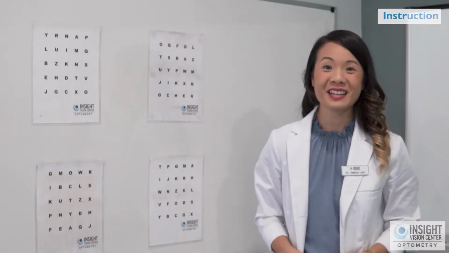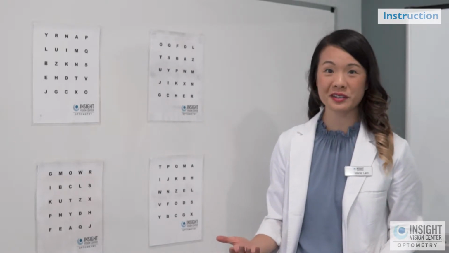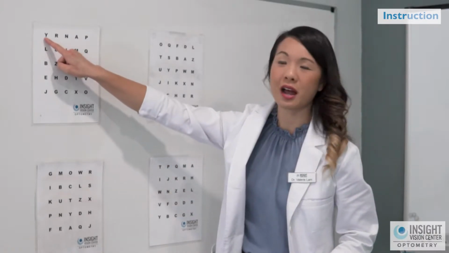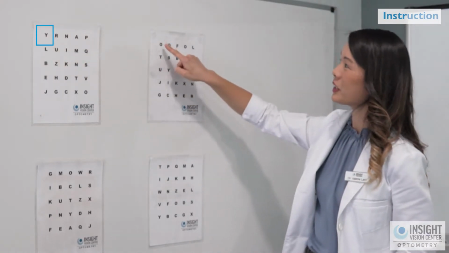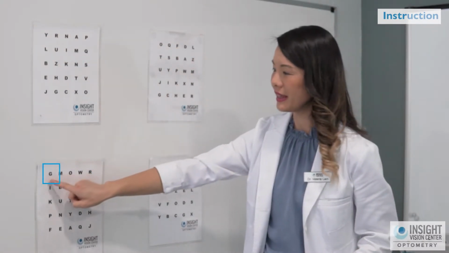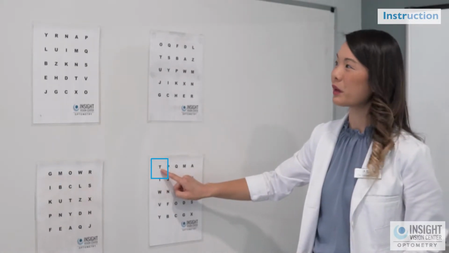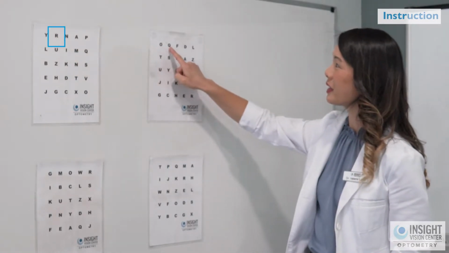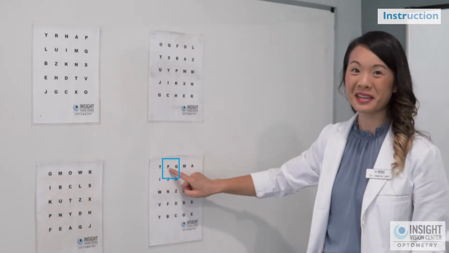When doing this exercise, we're going to practice jumping from one letter to the next on each chart. We're going to start with the first letter of every chart. That's going to be the top left corner here. So you're going to say Y, you're going to jump to the O, then down to the G, and then to the letter T. We're going to go to the next letter now. It's going to be the R, the Q, the M, and the P.